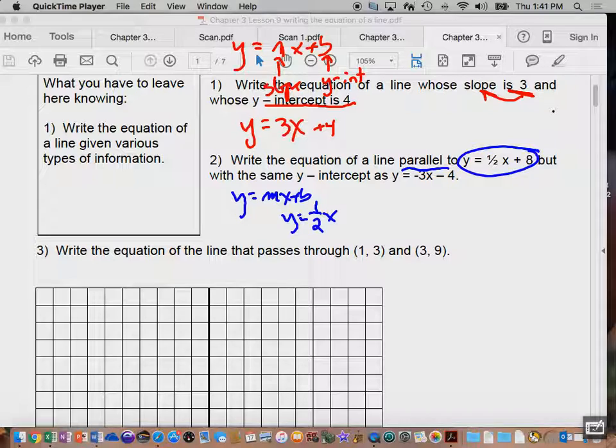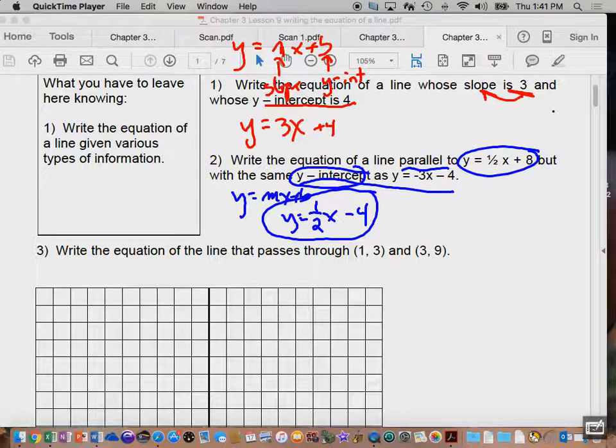And then it says the same y-intercept as this guy. What's the y-intercept of this guy? -4. So the answer is y equals 1/2 x minus 4. Again, I don't think that's particularly hard. What about the other one? What about that? Three. No, that's the slope. It says it only has the same y-intercept. Great question, thank you for asking that. All right, any other questions?